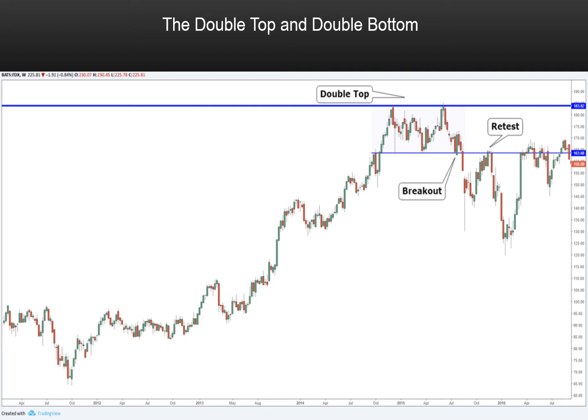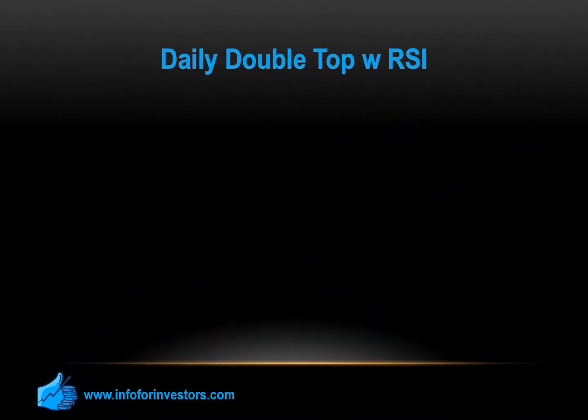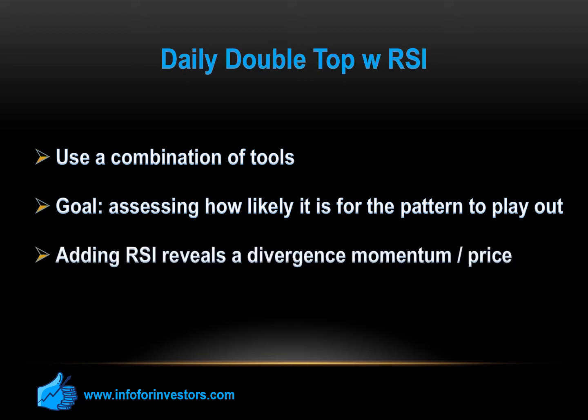When using this pattern, consider combining the daily double top with RSI. Using a combination of tools can help the trader in assessing how likely it is for the pattern to play out. As an example, in the FDX double top, adding a momentum indicator such as RSI reveals a divergence between momentum and price at the time of the double top.